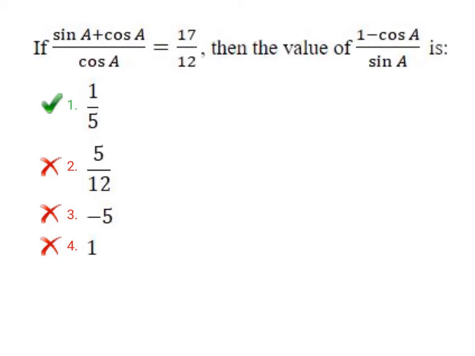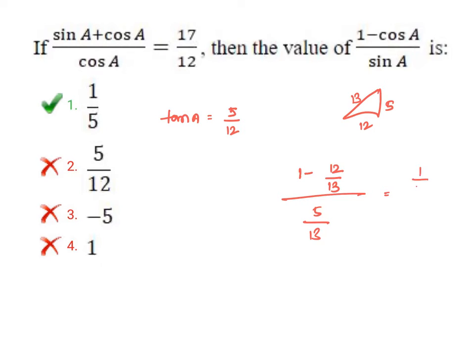Next, sin A plus cos A by cos A. If you split it, it becomes tan A plus 1 is equals to 17 by 12. That gives you tan A is equals to 5 by 12. If tan A is 5 by 12, then this is 5, 12, 13. Then 1 minus cos A is 1 by 13, and sin A is 5 by 13. In the numerator it becomes 1 by 13, divided by 5 by 13. Anyway 13 13 cancel, so it becomes 1 by 5 as your answer.